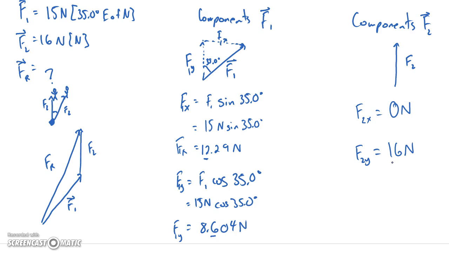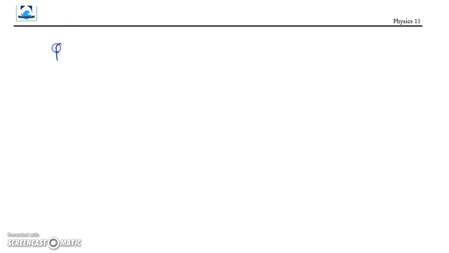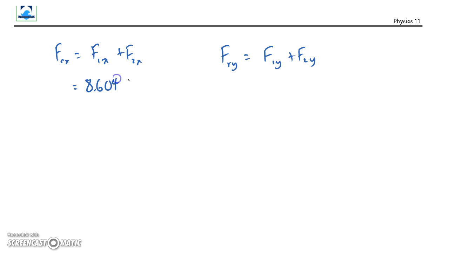Step 4 and 5 are very similar. We've got to add the x components together and add the y components together. So let's move down to the next page to do this. What we're looking for is FRx, which is F1x plus F2x, and FRy, which is equal to F1y plus F2y. So plug in our numbers for FRx, and we get 8.604 newtons plus 0 newtons. And again, that's easy, 8.604 newtons for FRx.